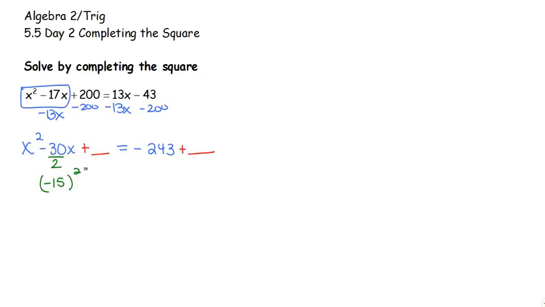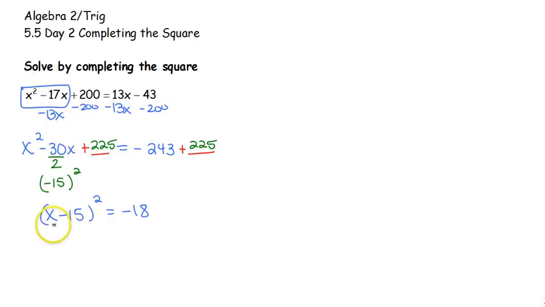When we square 15, we get 225. So I add 225 to each side. But by doing that, we've created that perfect square trinomial, so when I factor it, it's x minus 15, and we know that if this was a positive number being squared, that would be a plus, but it's a negative, so it's x minus 15 quantity squared. A negative 243 and a positive 225 is a negative 18.